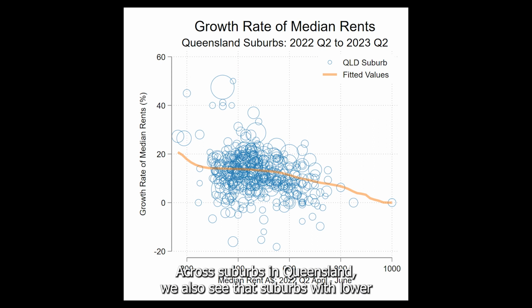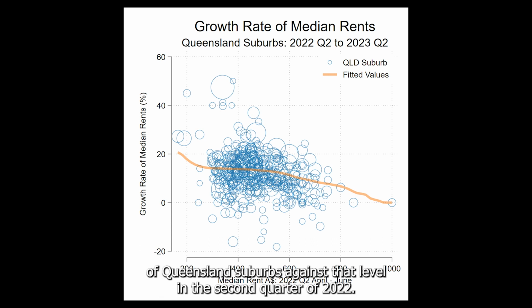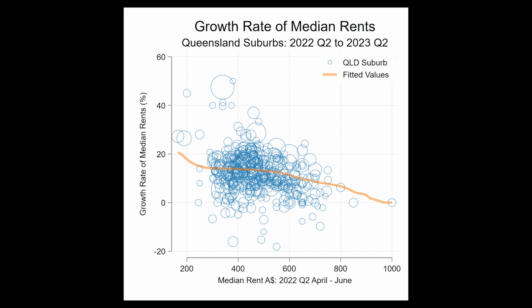Across suburbs in Queensland, we also see that suburbs with lower median rents in 2022 also tend to have a larger increase in rents. The figure plots the one-year percentage changes in median rents of Queensland suburbs against their level in the second quarter of 2022. Each bubble is a suburb, and the size of the bubble indicates the total number of new leases in that suburb in the two quarters. Suburbs with fewer than 30 new leases in either quarter are dropped.